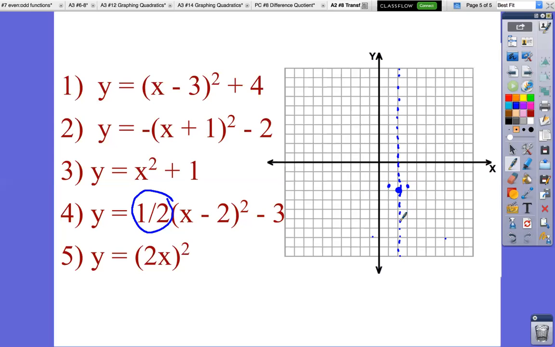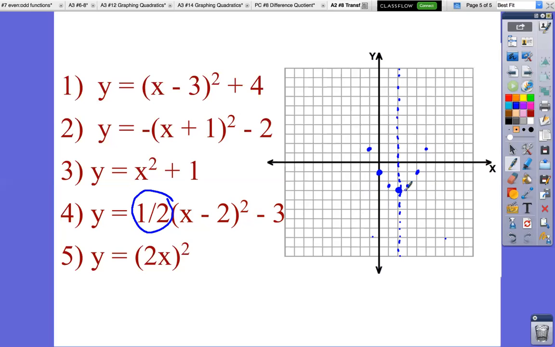If I go right 2, what is 2 squared? 4. And then 4 times your A value, what is 4 times 1/2? 2. So if I go over 2, I go up 2. Let's do it again. What if I went over 3? What is 3 squared? 9. And 9 times 1/2 is 4.5. So if I go over 1, 2, 3, I go up 4.5. Are you going up from the vertex or from the last point? From the vertex, always from the vertex.